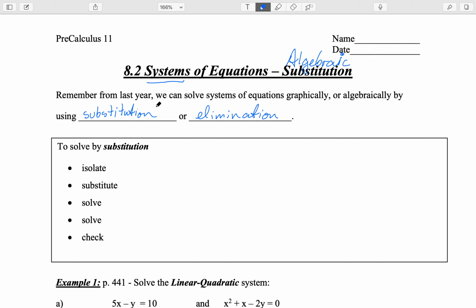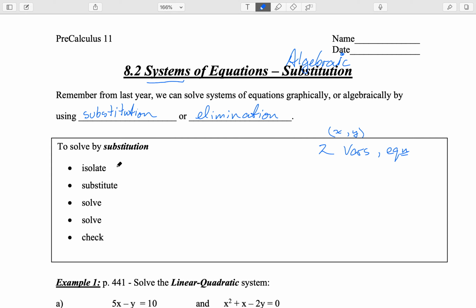So substitution is where you take one and you substitute it into the other. Now remember, this is going to be two variables and two equations. That's what a system is. Two variables means x and y, means it's going to be like a graph, or it could be an x and y point. So to do it by substitution, here's what you want to do.